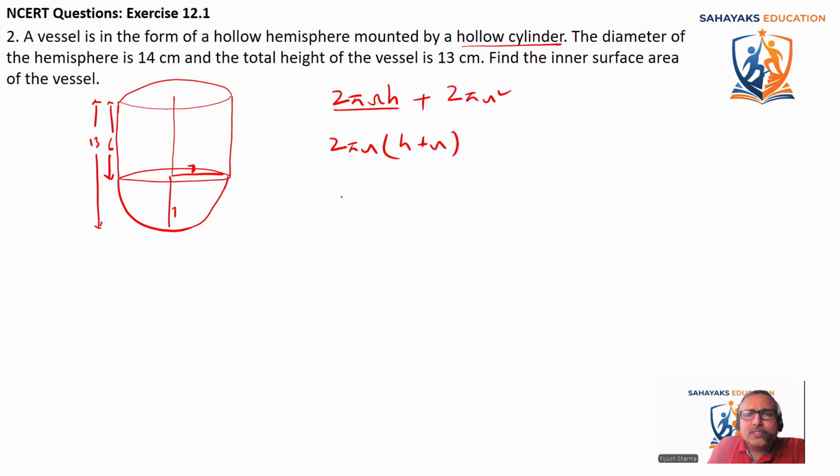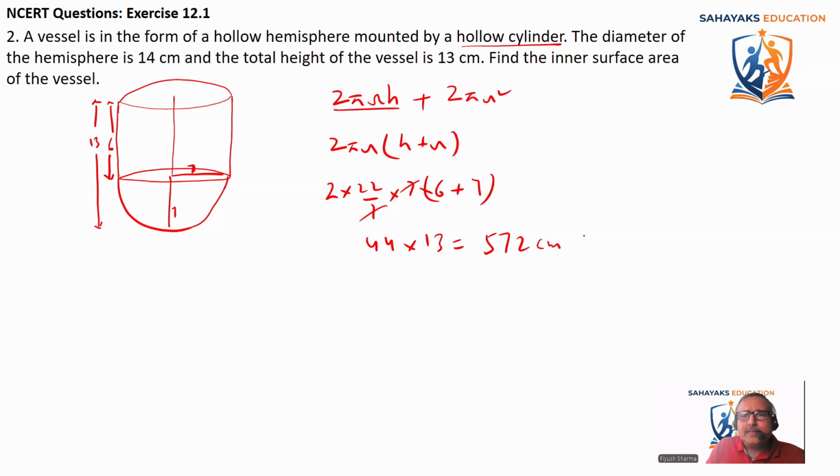Let's put the values. It is 2 into 22 by 7 into radius 7, and height 6, plus r is 7. So 7 cancels out with 7. It becomes 44 into 6 plus 7, 13. So 44 into 13 is the answer, and that comes out to be 572 centimeter square.